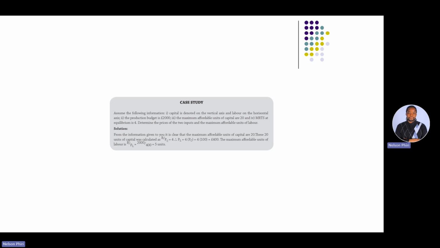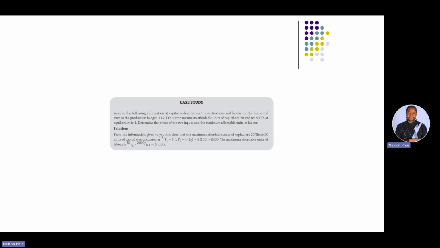Then you can use the price of labor to find the maximum affordable units of labor, which is 5. So I guess the most important thing to note there is your MRTS. And remember what we said about your MRTS. We see this is the slope of your isoquant. And how do you get your MRTS? We see the MRTS, it is the marginal productivity of labor over the marginal productivity of capital.